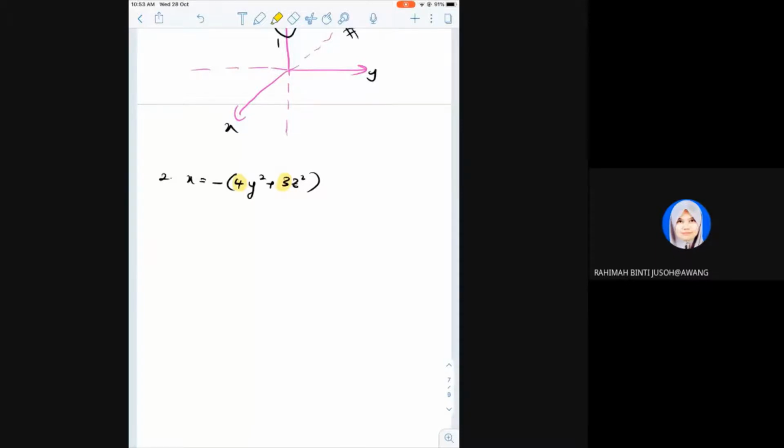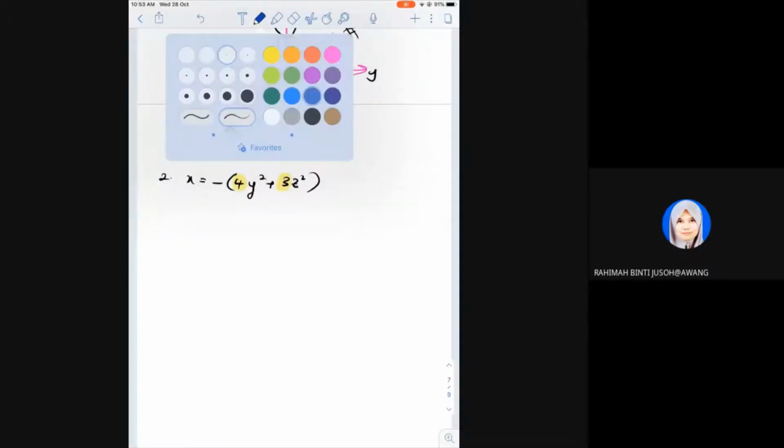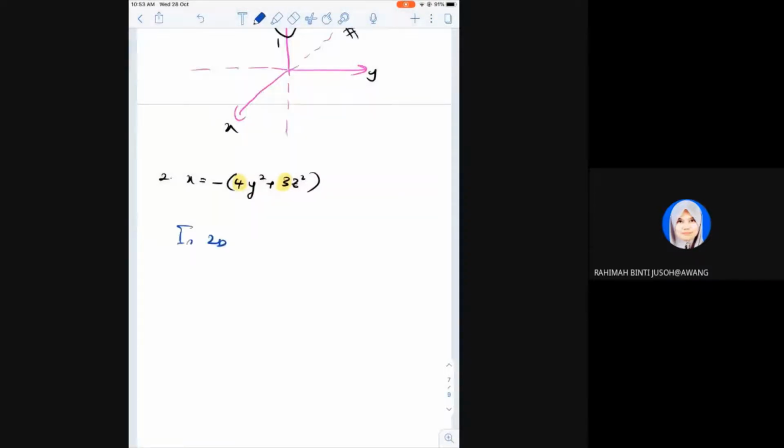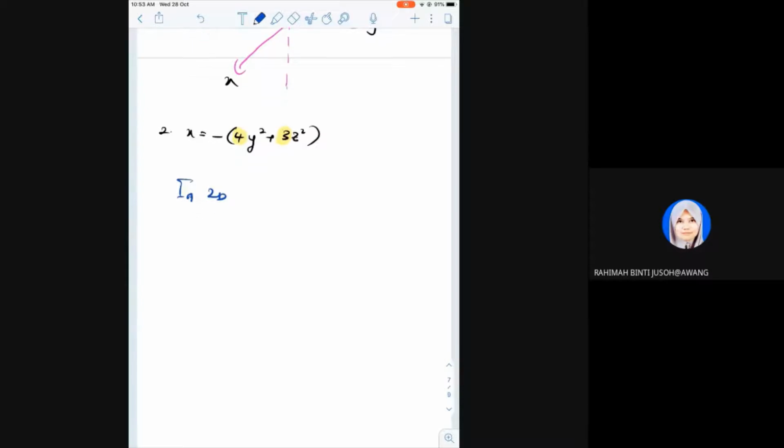Alright, so now let us sketch the graph in 2D. In 2D, you pick. Which part do you want in 2D? I will follow what you want. Quick. The XZ plane. So what is 0 now in the XZ plane? Y. Yes, y equals 0. Therefore, your x should be negative 3z squared.